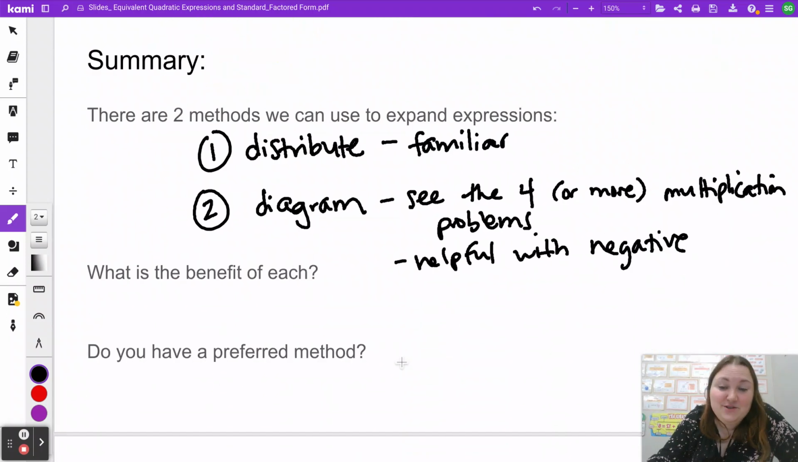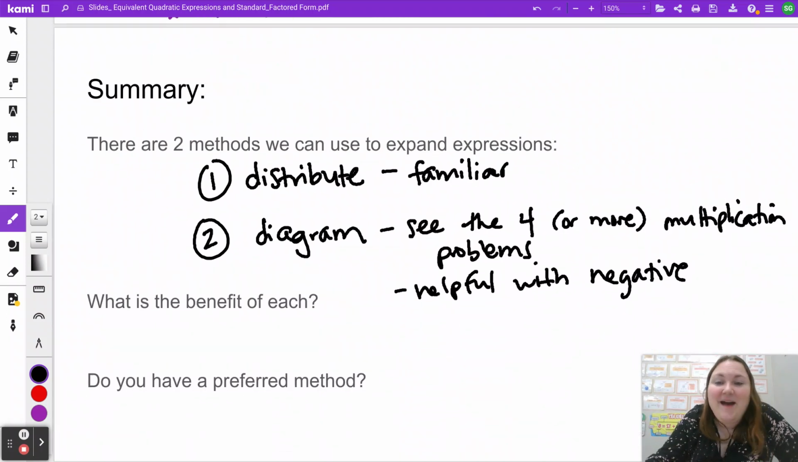So I've got the question, do you have a preferred method? In the past, I've had students say, distributing all the way. I already know how to distribute. I want to do that. I've had people say, I'm going to do a diagram every single time now. I love how organized it helps me be. But I've also had a lot of students say, I think I'm going to use a mixture of both, right?